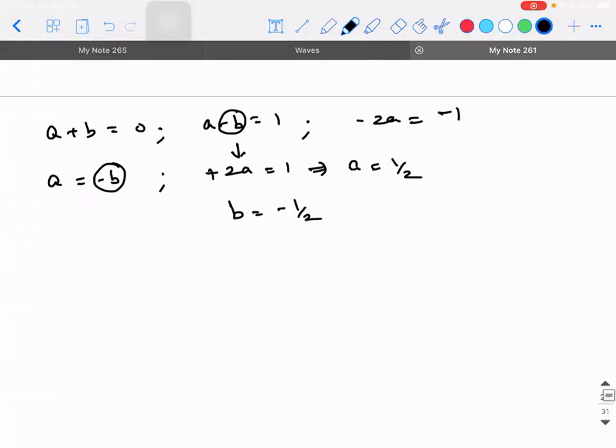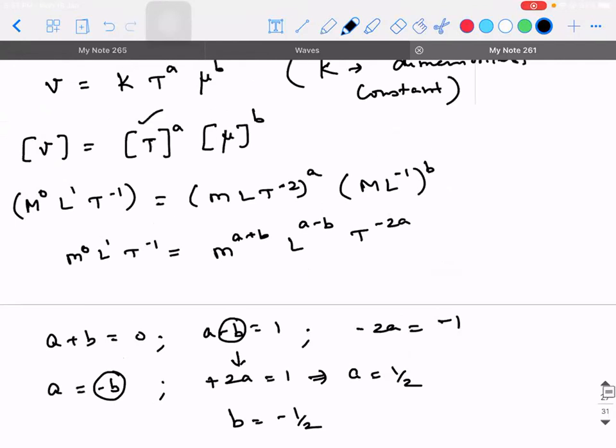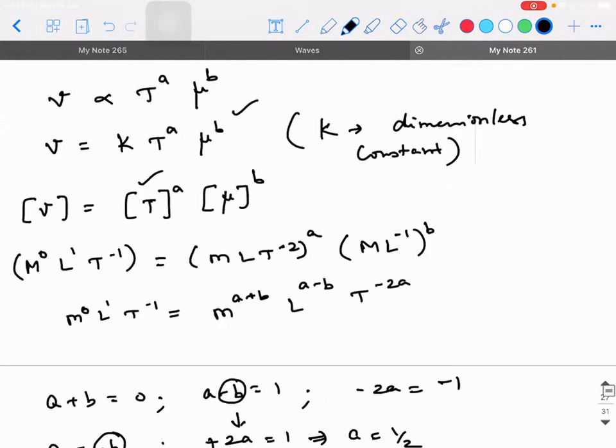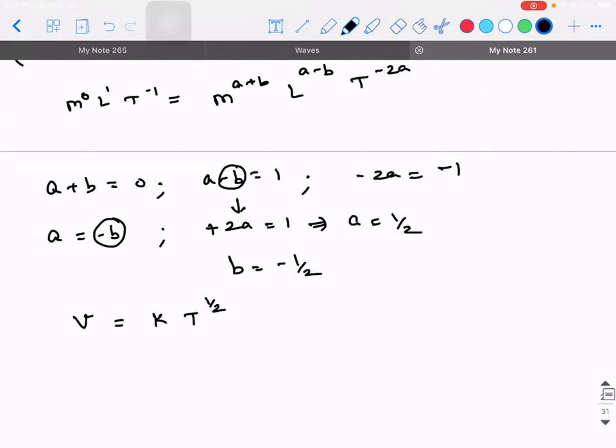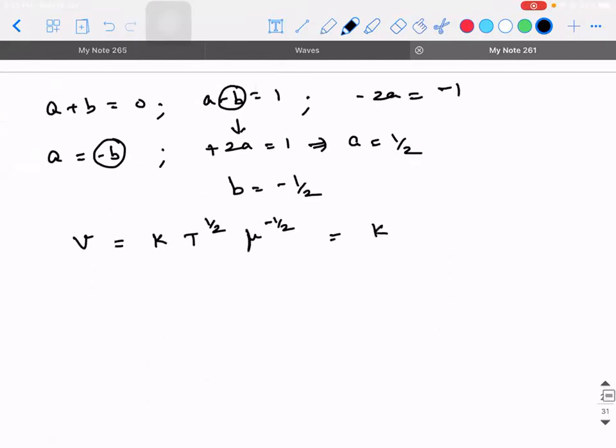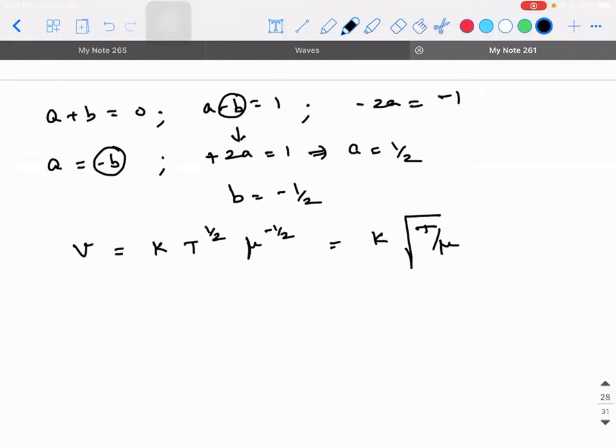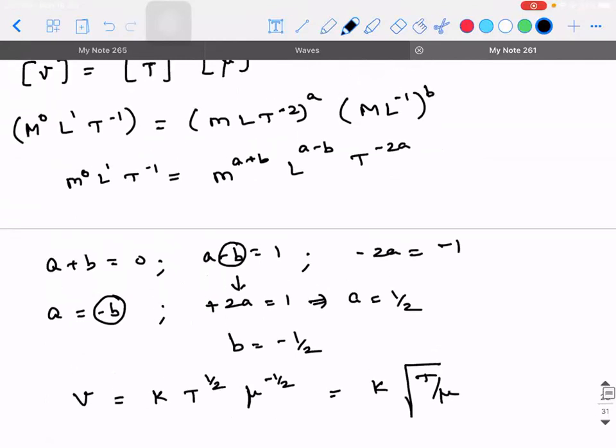So v is equal to some constant k times T power a, a is half, mu power minus half. So can I write it as k into root of T by mu? Guys, any doubt till here? Just go through it. Let me know if there is any doubt.